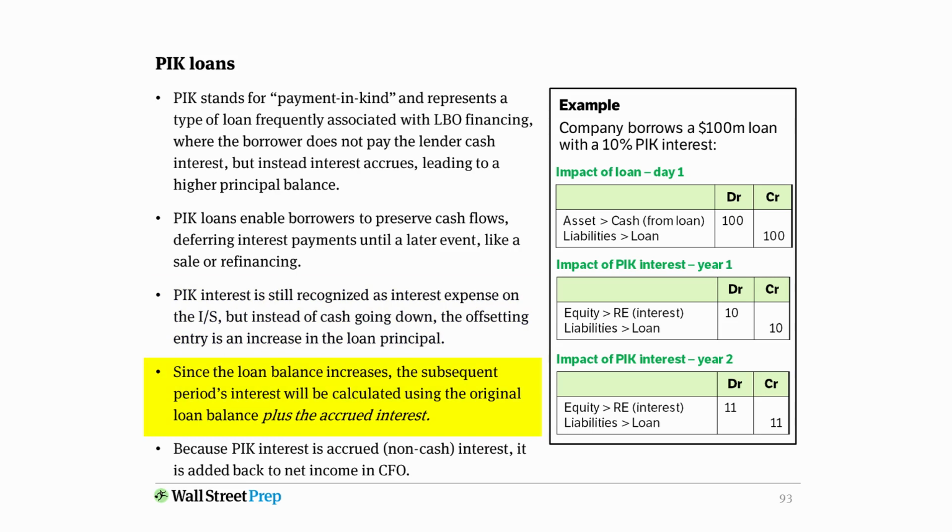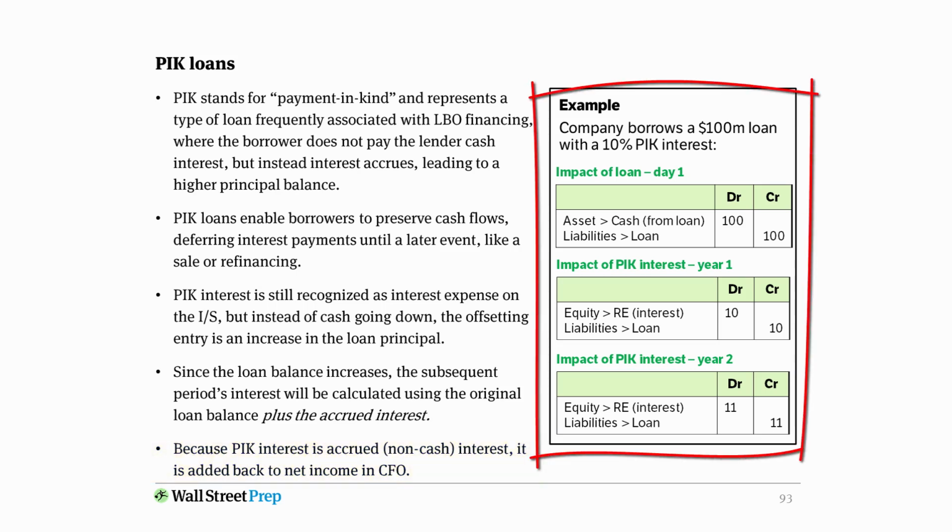Since the loan balance increases, the subsequent period's interest will be calculated using the original loan plus the accrued interest. So unlike cash interest, this accrual accrues to the principal balance, and the lender will actually expect interest payments as a function of the original principal balance plus any of the accrued interest. Because PIK interest is accrued, it is added back to net income in the cash flow statement, specifically within the cash from operations section. So let's go through an example to illustrate how this works.